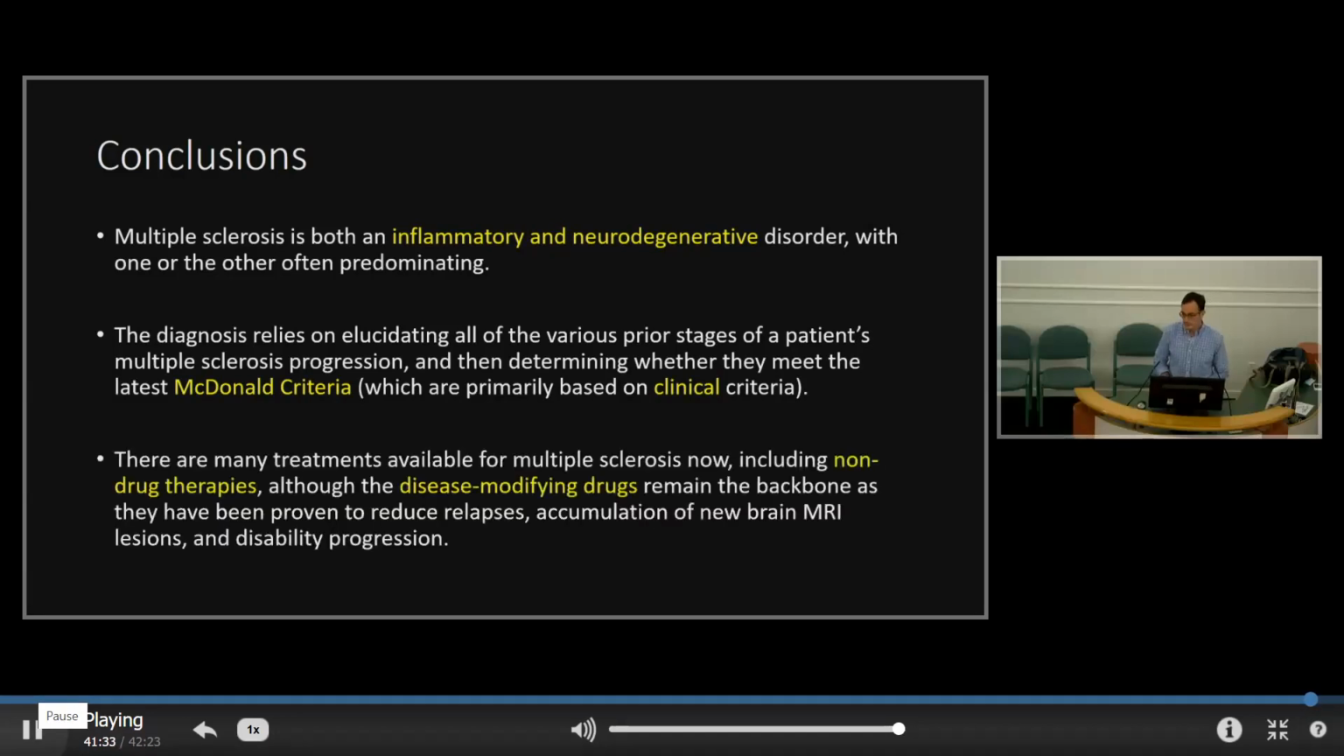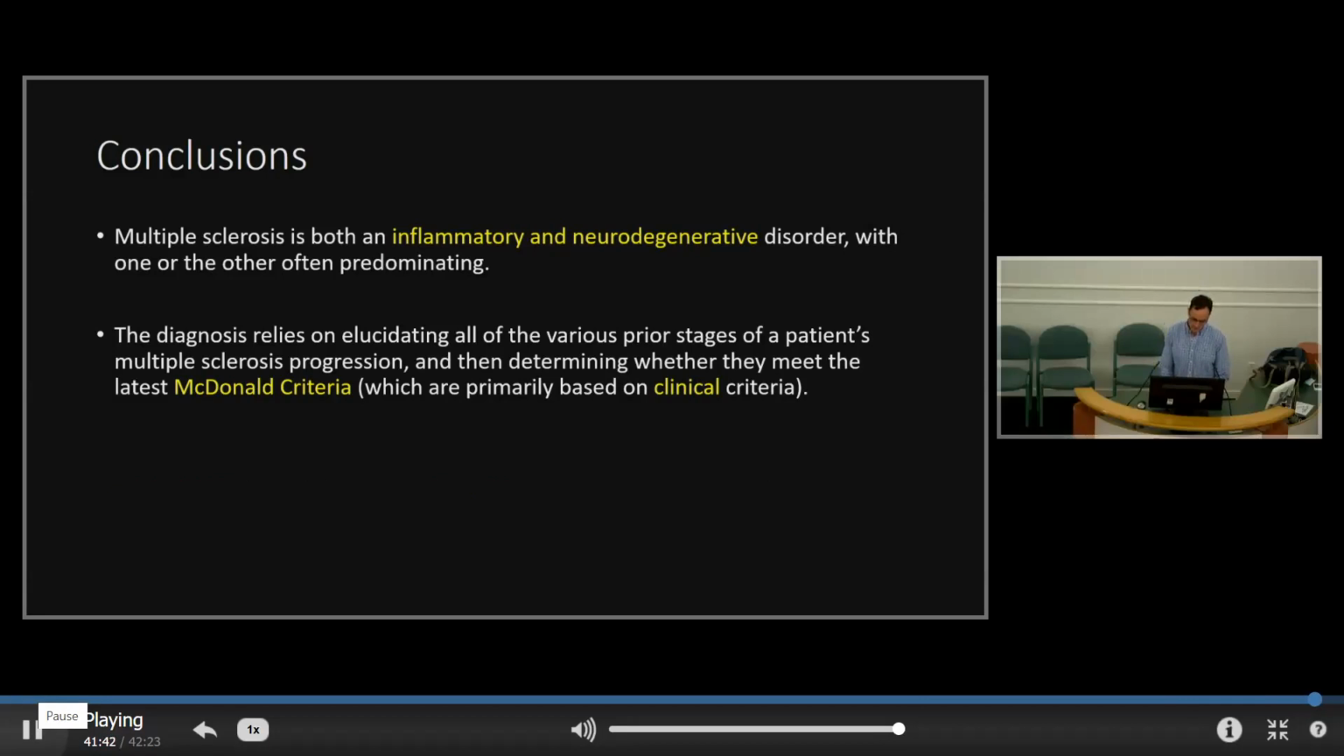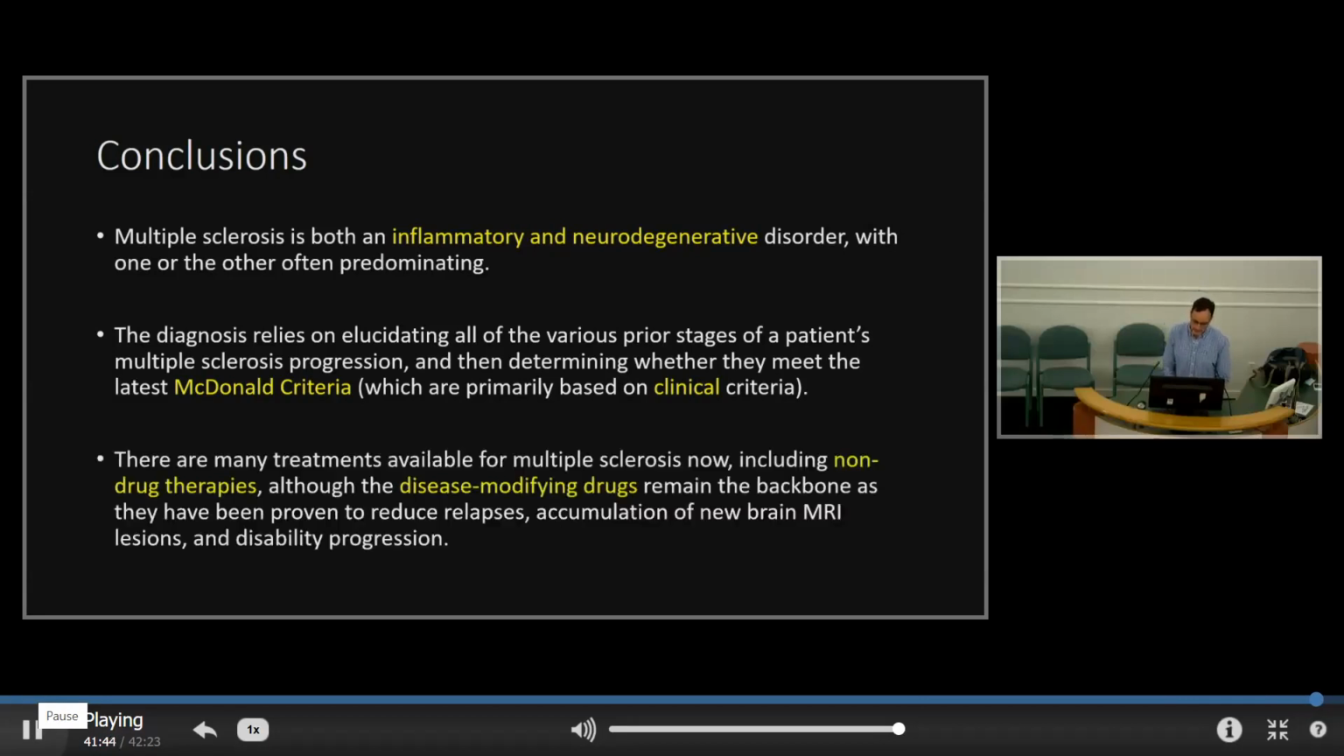Now we have quite a few treatments available for MS, and I'm sure that if I gave this talk 10 years from now, there would be a number of other ones there. But basically, think of the non-drug therapies. I think that the evidence is improving for those. So the diet strategy: removing processed foods, eat real food, exercise, stop smoking, all the good stuff.